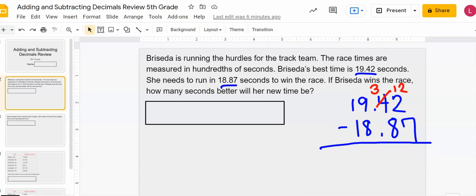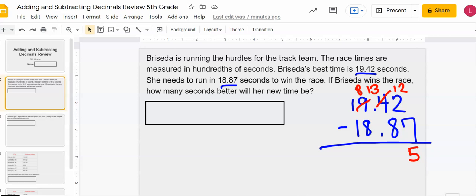So if I'm thinking about this, I'm thinking 7 plus what would be 12. So I know 7 plus 7 would be 14. So now I know 7 plus 5, because it would have to be 2 less, would be 12. So now I need some more tenths. So I'm going to rename some ones here. And now I have 13 tenths.